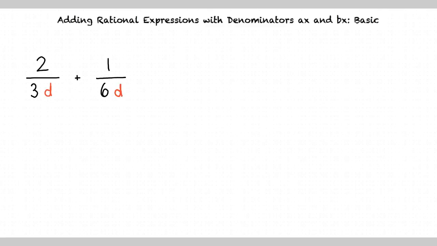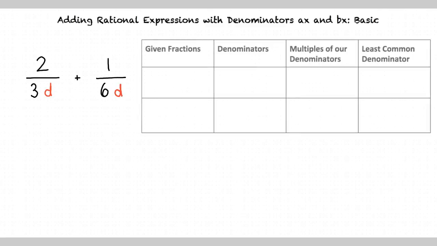In order to find the sum of the two fractions, we must find the least common denominator. What is the least common denominator? Great question. The least common denominator is the lowest common multiple of the denominators of the two fractions. To find the least common denominator, we can create a table listing our given fractions, denominators, the multiples of our denominators, and finally our least common denominator.